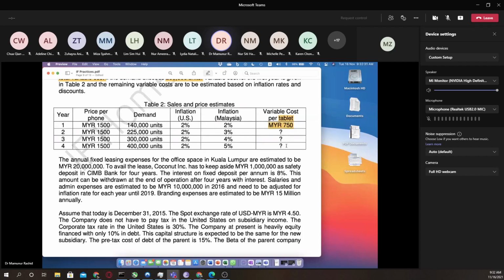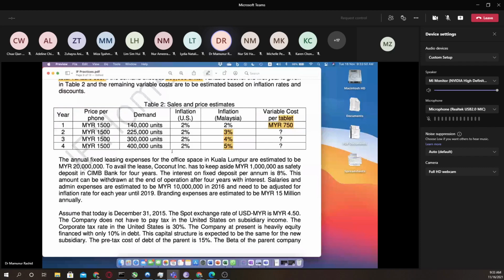And then you get 5% discount because of number of units. Remember, for 200,000 units or more, the supplier will give you 5% discount, right? So you'll get 5% discount for years 2, 3, and 4. But at the same time, you need to increase the variable cost by 3%, 4%, and 5%.